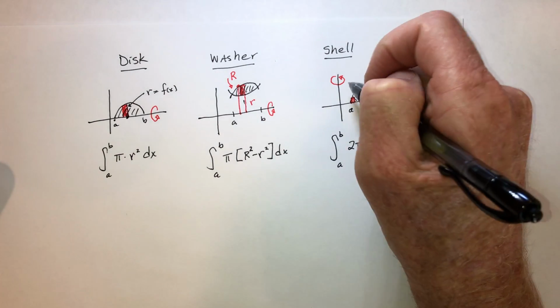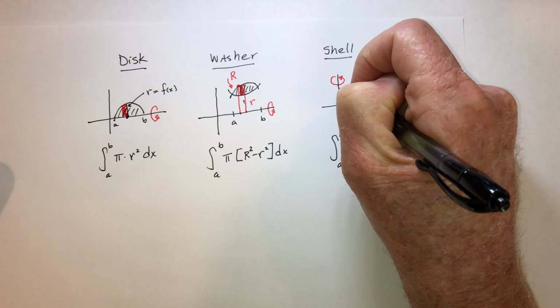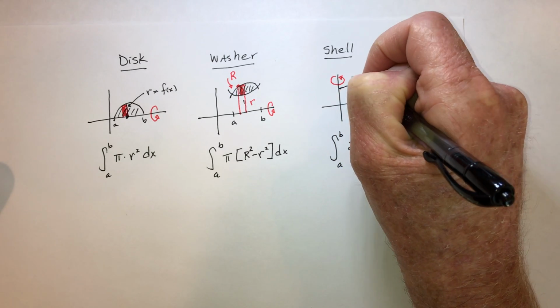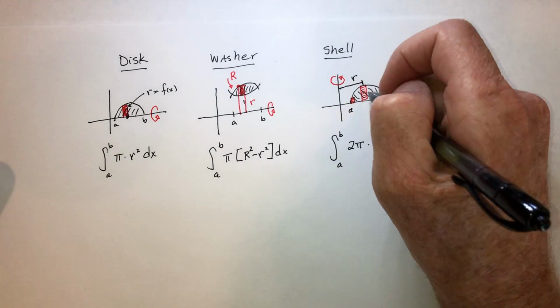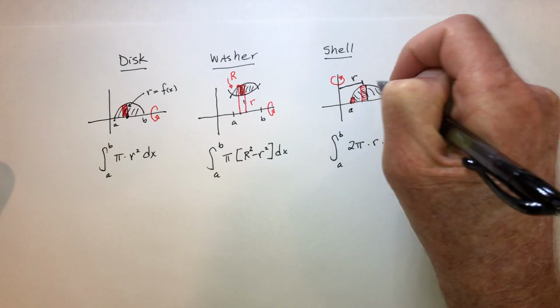So for this one, the radius has to go from the axis out to the middle of this rectangle, so that's the radius. And then the height is going to be the function.